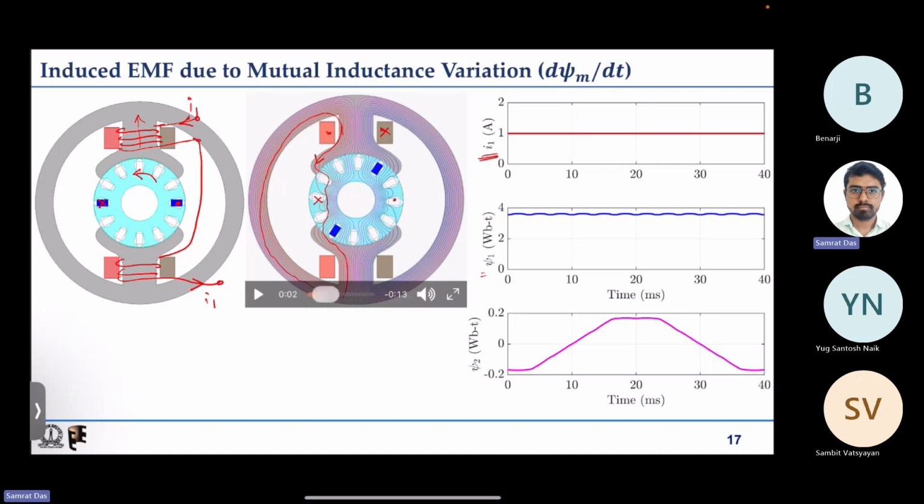Suppose the rotor has rotated up to this. Now you can see that these flux lines are linking. This flux line is linking the coil, but you have some flux line, say another flux line, which comes and does not enclose the conductor at all, right?